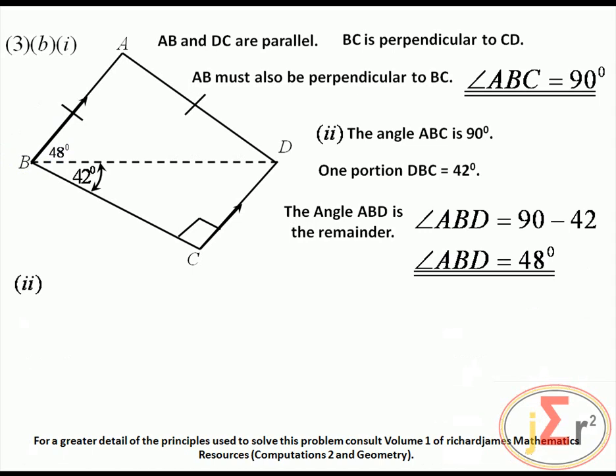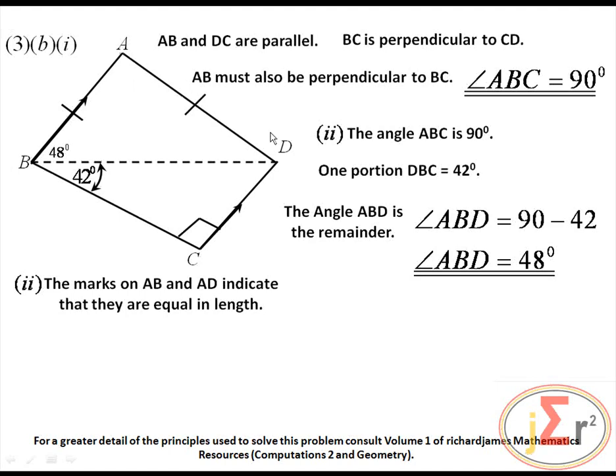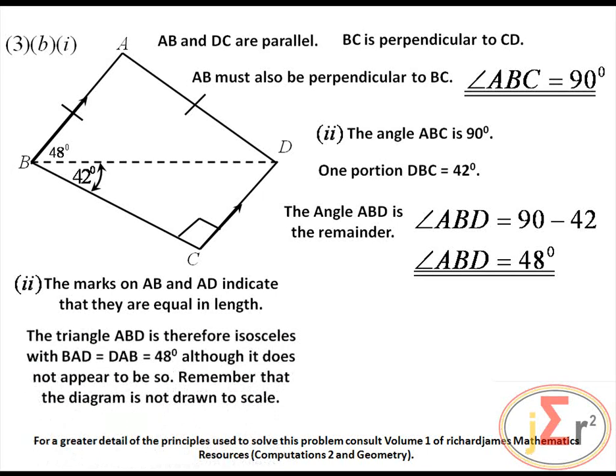Finally, we need to determine another angle, BAD. So BAD is what we need to find. So the marks that we have on the triangle ABD, so those marks on BA or AB and AD indicate that they are of the same length, although it is not obvious from the diagram. The diagram is not drawn to scale, but those marks indicate that the two sides are equal in length. If they are equal in length, we have an isosceles triangle. So the triangle ABD is therefore isosceles. So if this angle is 48 degrees, so is the one over here. So that one is also 48 degrees.